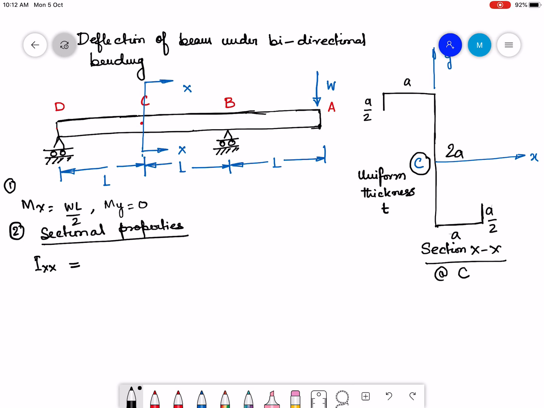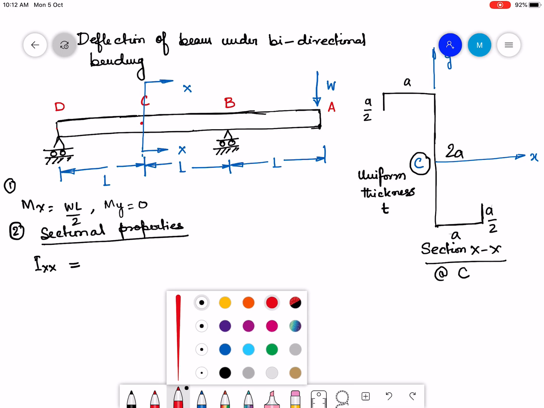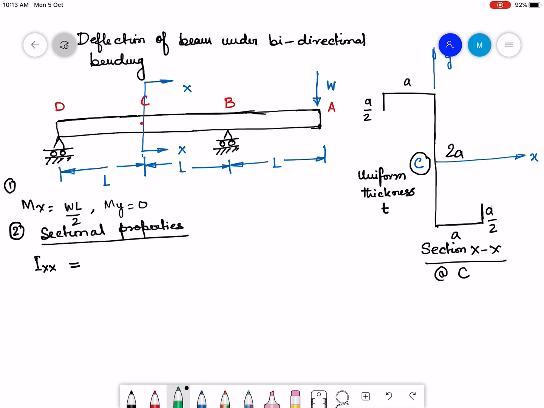Ixx is going to be, so I'm going to consider this part first. Ixx of that part is going to be 1 by 12 into (2a) whole cube into t. Now the next job is going to be to find out the Ixx of this part and the Ixx of this part.